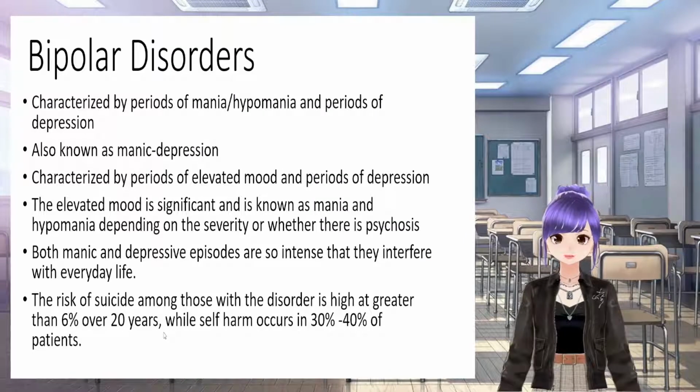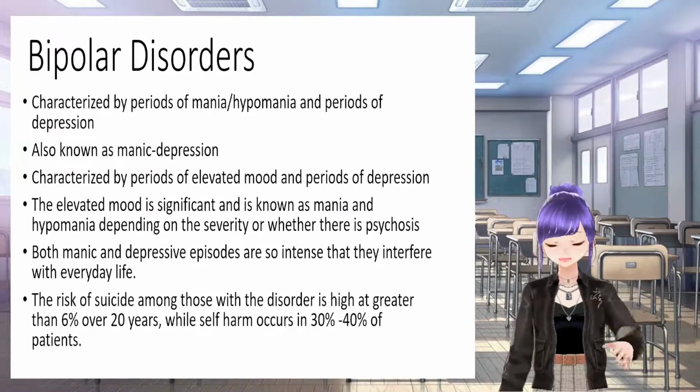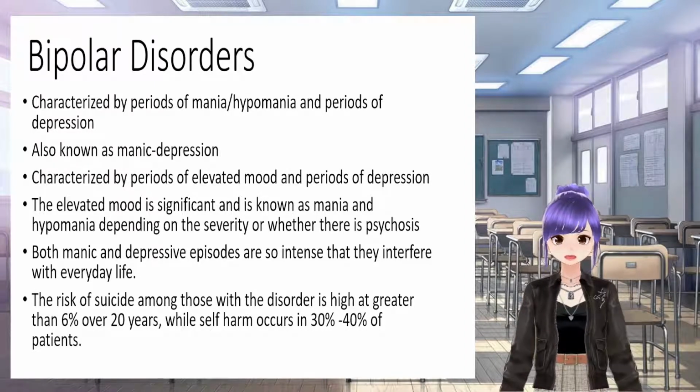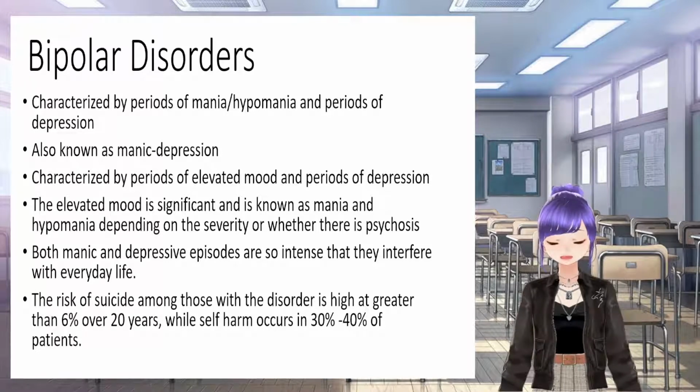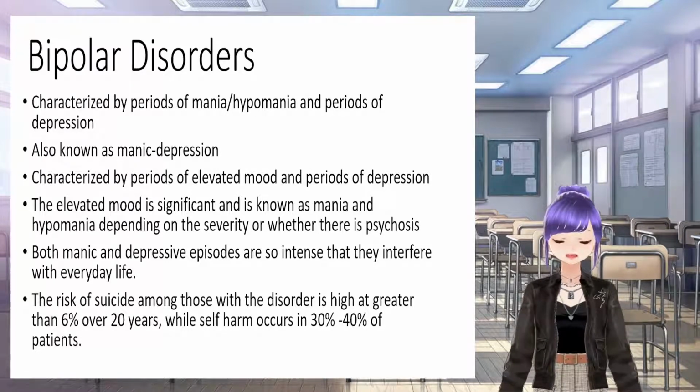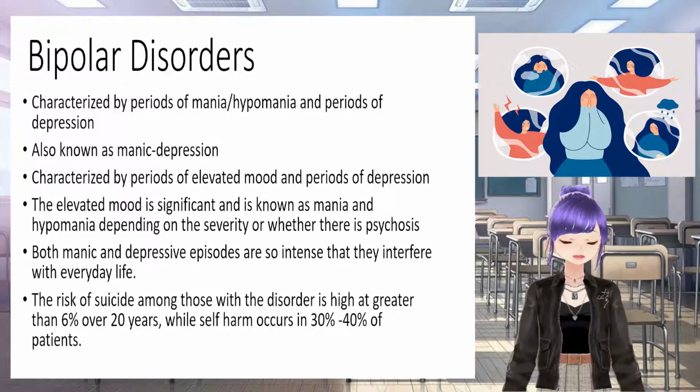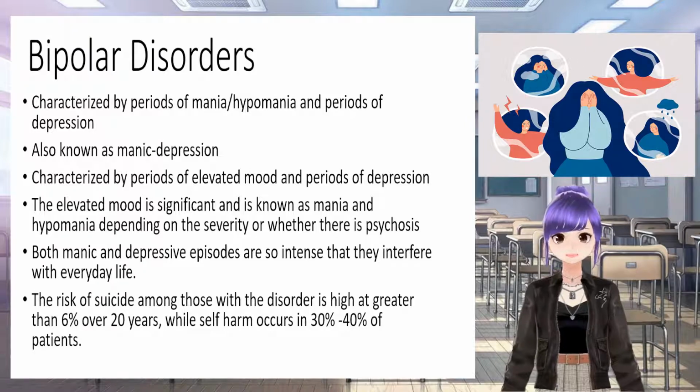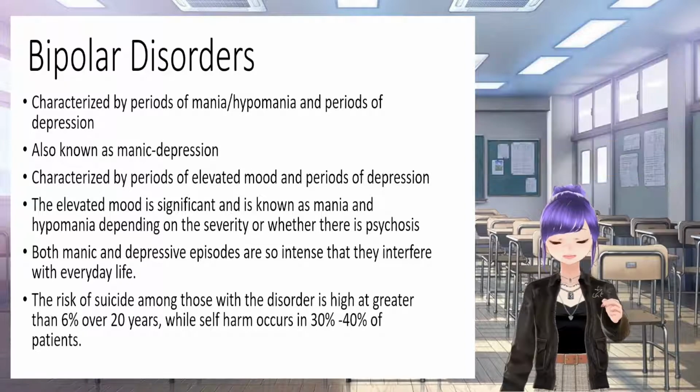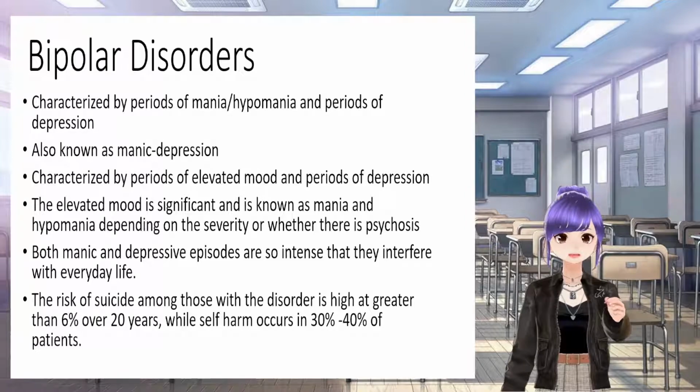Now, let's proceed to the second mood disorders that we are going to talk about, which are bipolar disorders. So, what are bipolar disorders? Bipolar disorders are debilitating mood disorders characterized by periods of mania or hypomania and periods of depression. It is also known as manic depression, and it is a mood disorder characterized by periods of elevated mood and periods of depression.